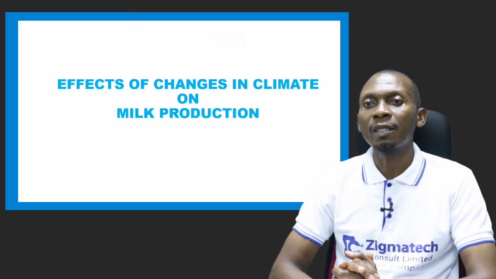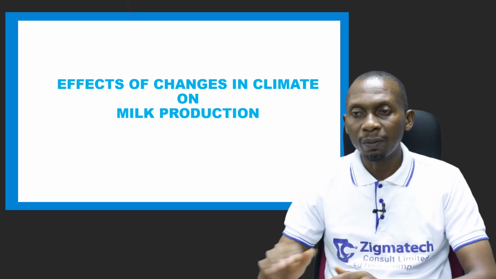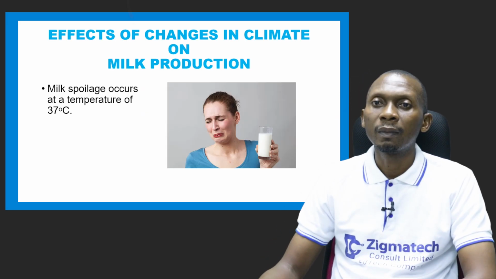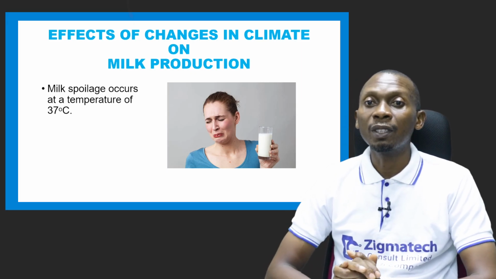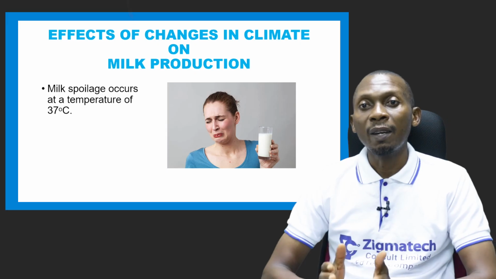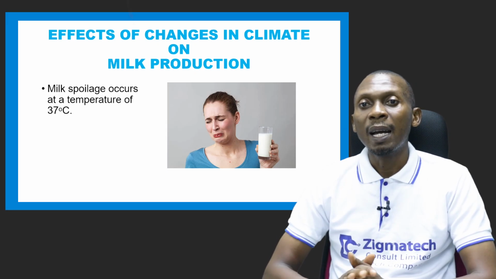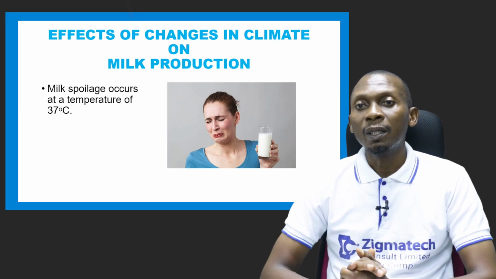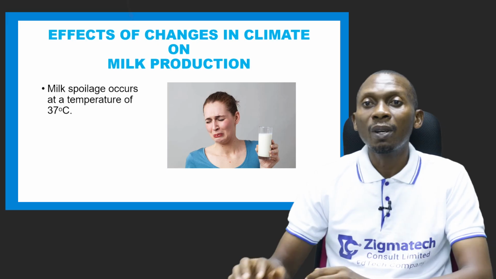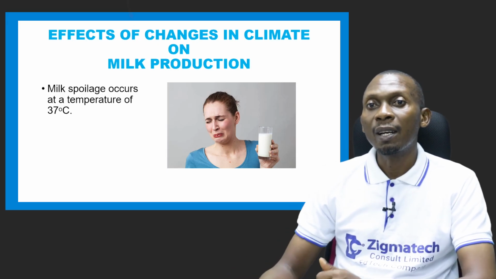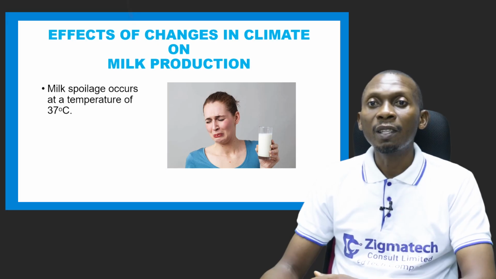Let's look at the effects of changes in climate on milk production. Now, milk spoils at a temperature of 37 degrees centigrade. So once milk experiences a temperature of this level, spoilage microorganisms begin to act, and the milk will get spoiled. So you can see how temperature can affect the quality of milk.